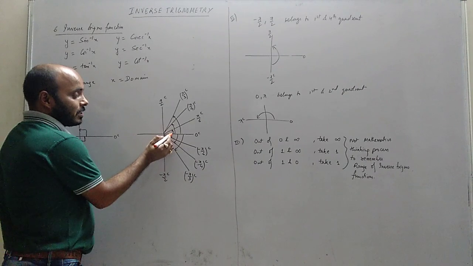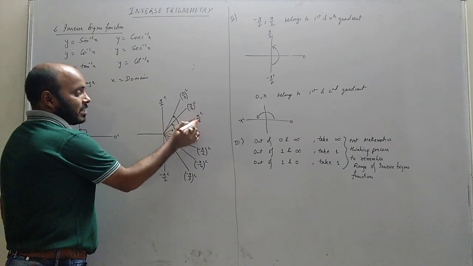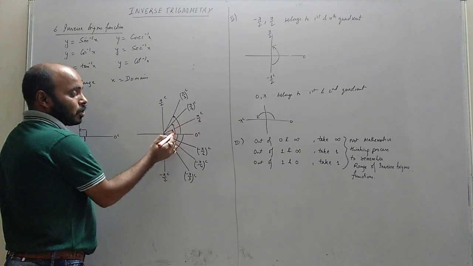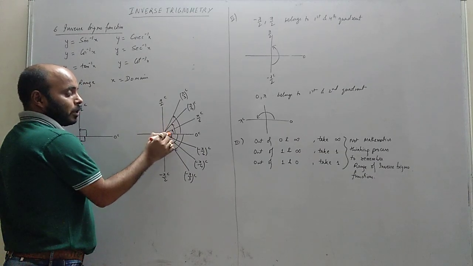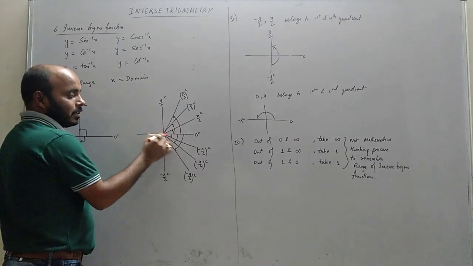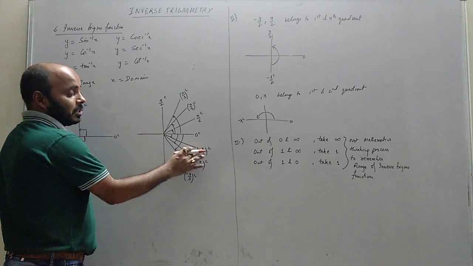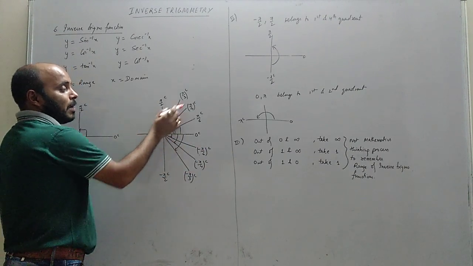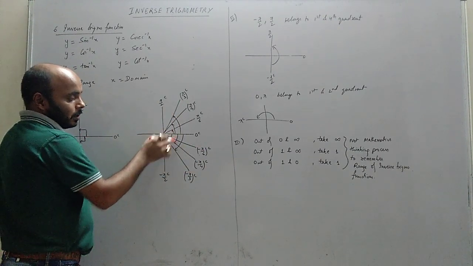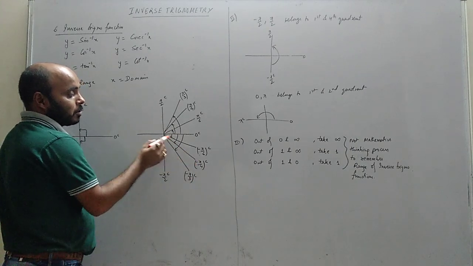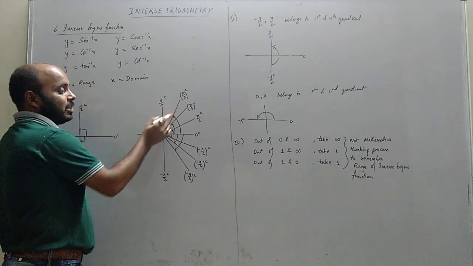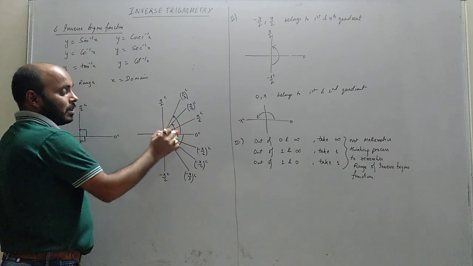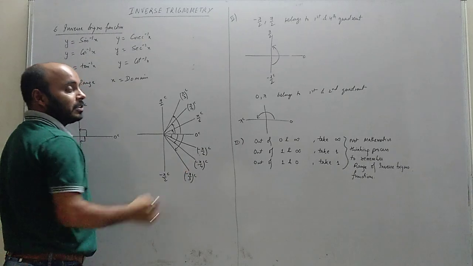If you rotate like this, 0 to 30, pi by 6 is 30, pi by 6 radian. So I am rotating anti-clockwise. If you rotate downward like this, it is minus pi by 6, minus 30 degree. Similarly, pi by 4, and clockwise, minus pi by 4. Similarly, pi by 3, 60 degree, anti-clockwise. This is anti-clockwise, this is clockwise, minus pi by 3.